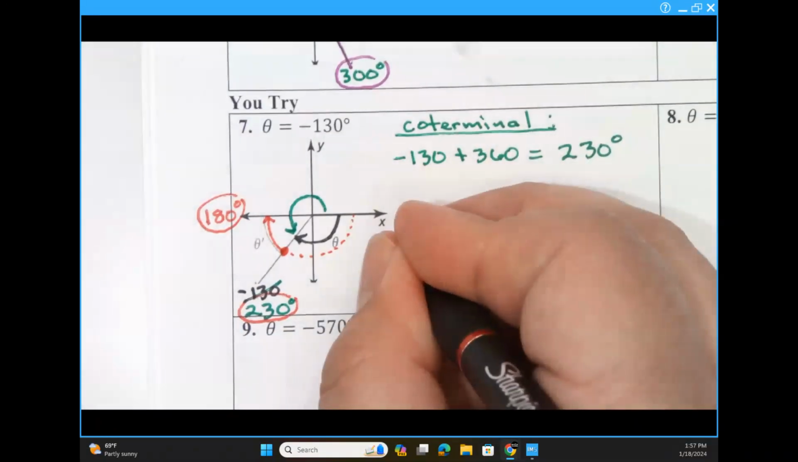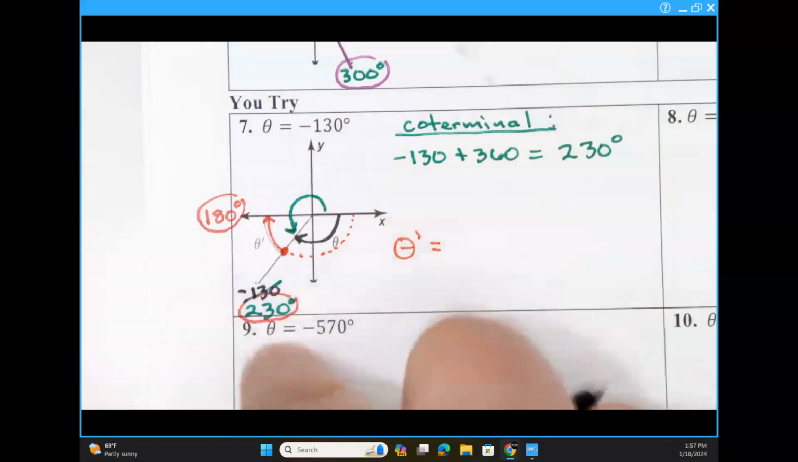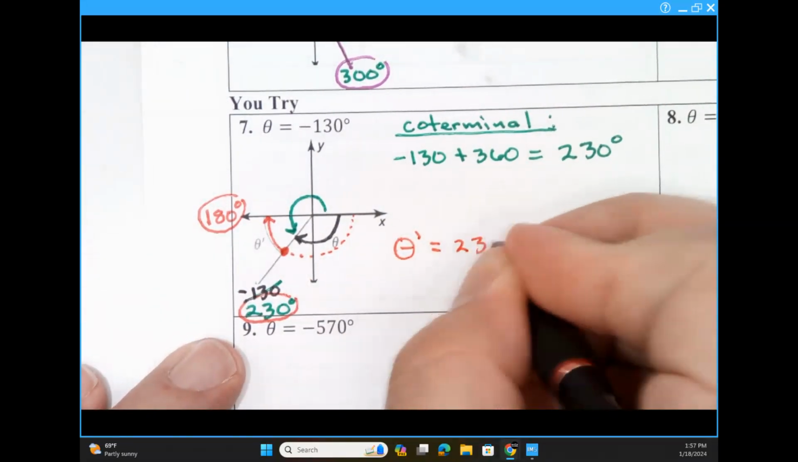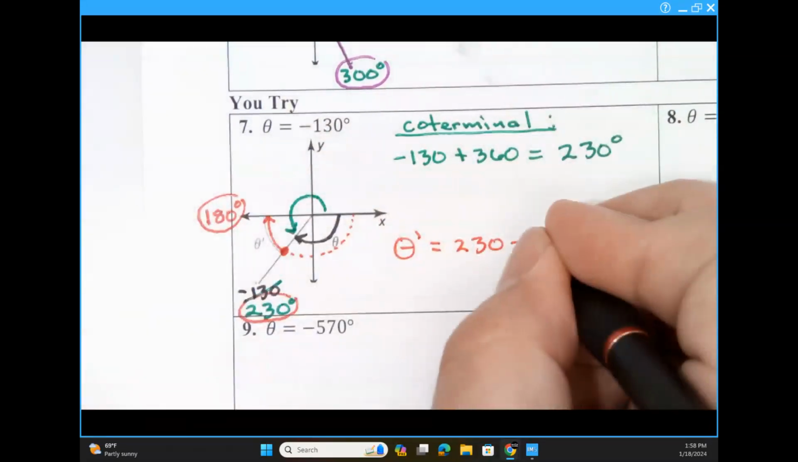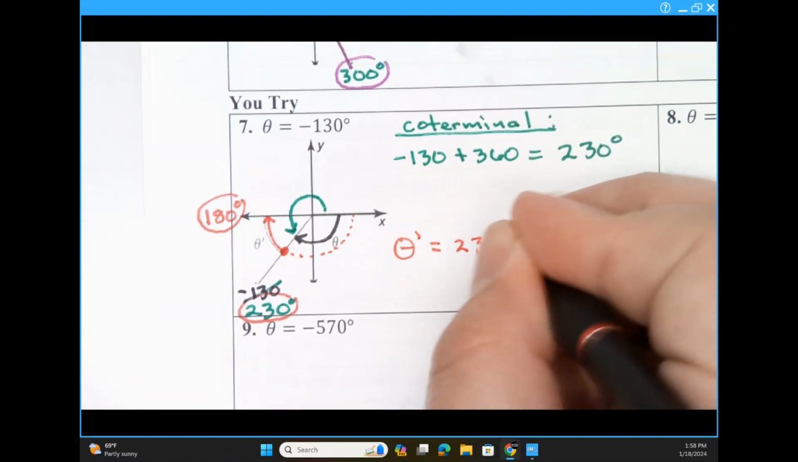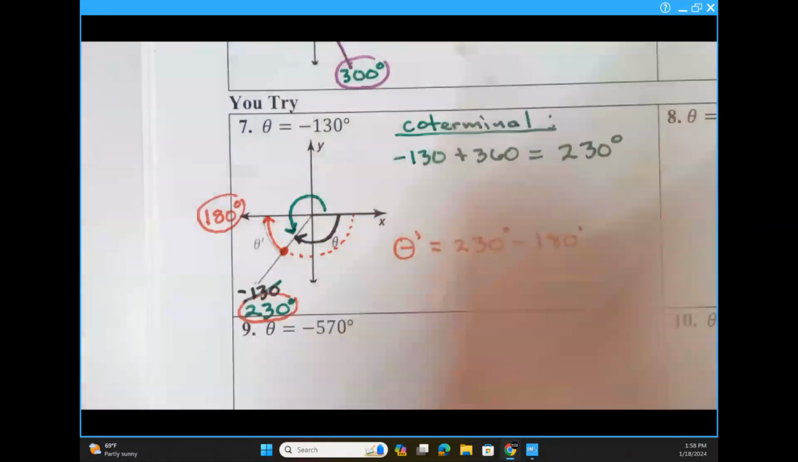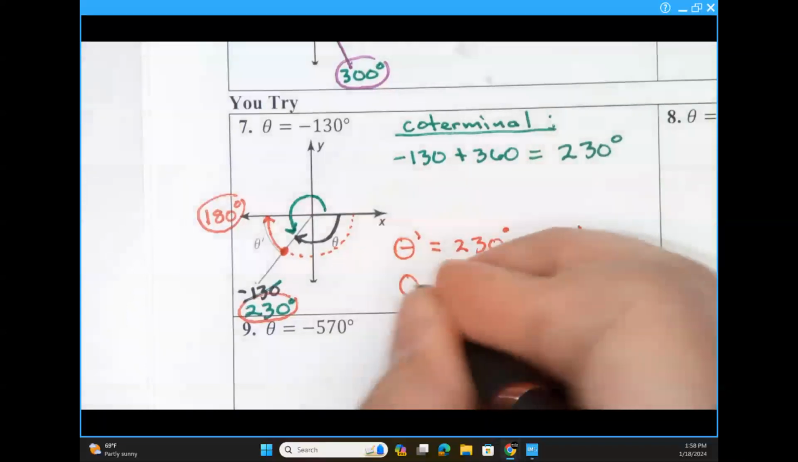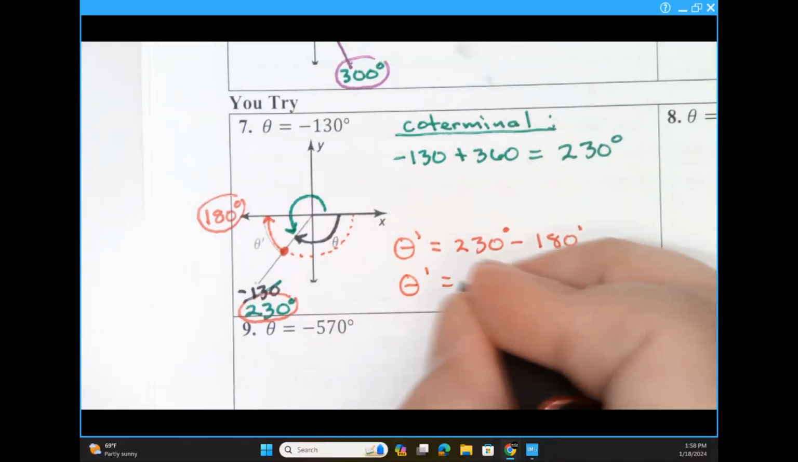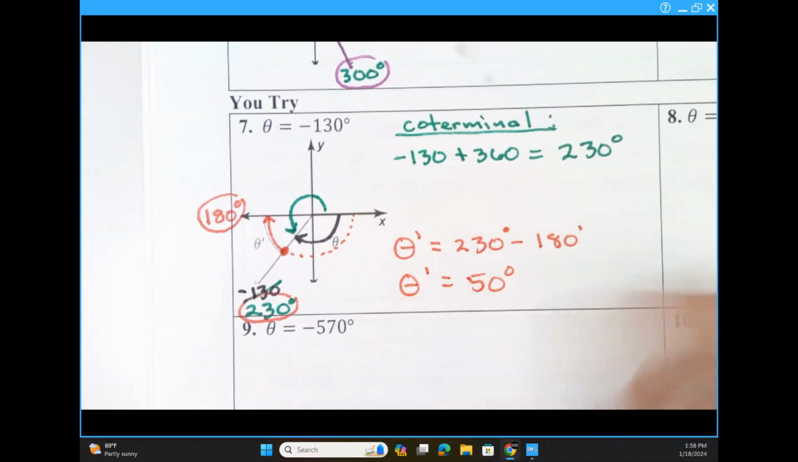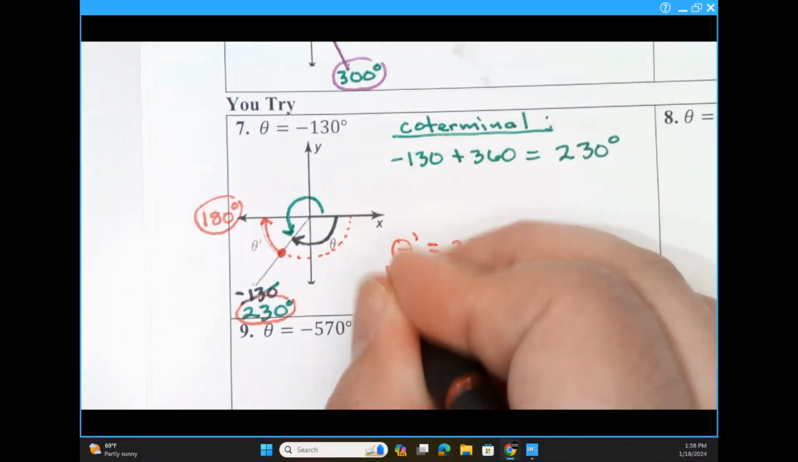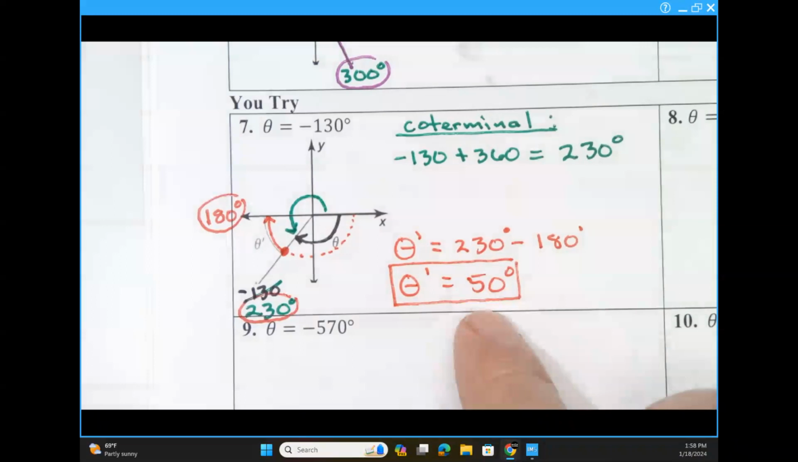So theta prime is 230 minus the 180, the smaller number. Again, I like circling the 2 angles I'm going to work with. I don't want anything else to throw me off. And now I know that my reference angle is, in this case, 50 degrees. Now, how do I know I have it right? 1, it's positive. 2, it's less than 90, and that's what's important.